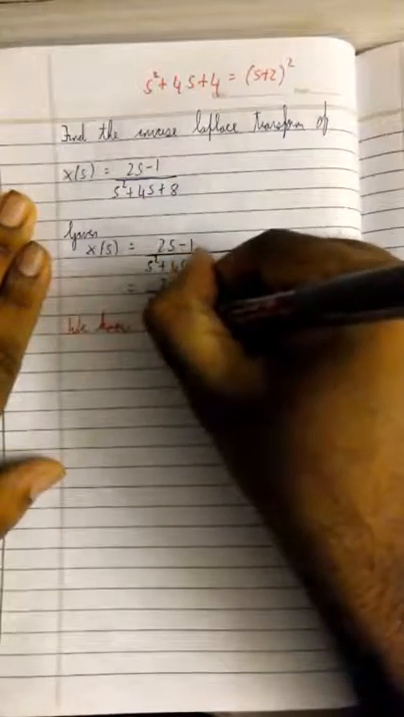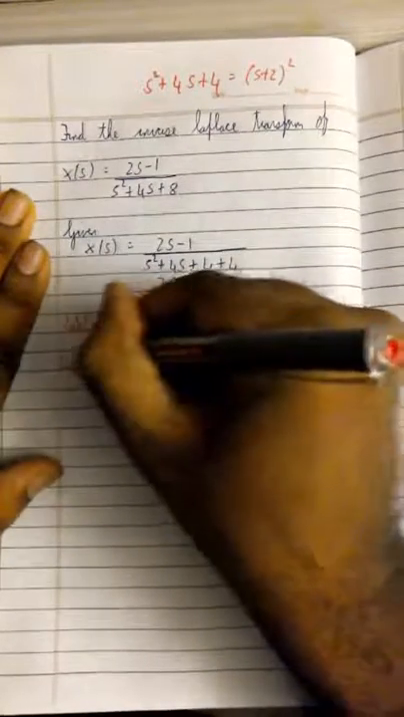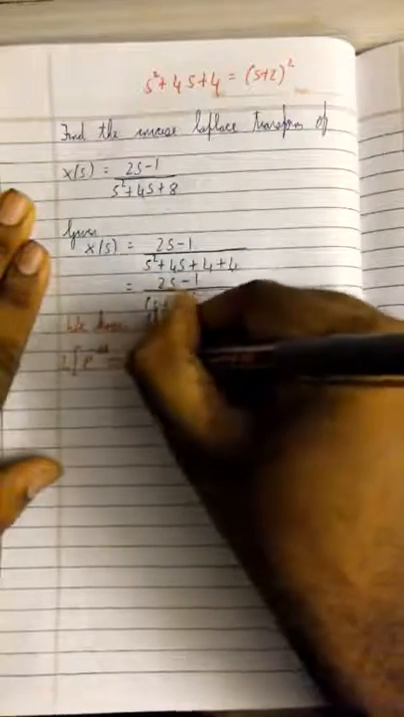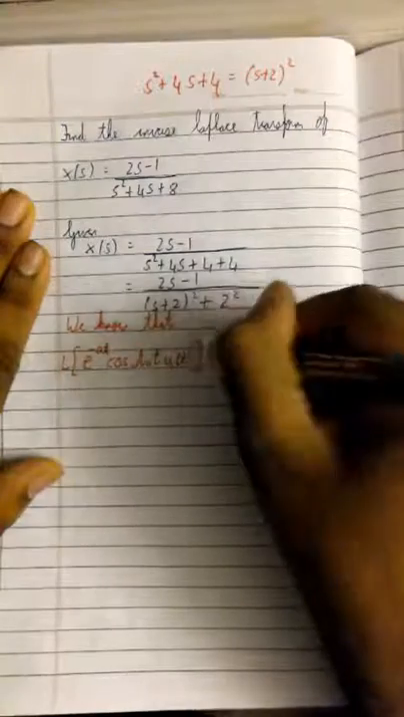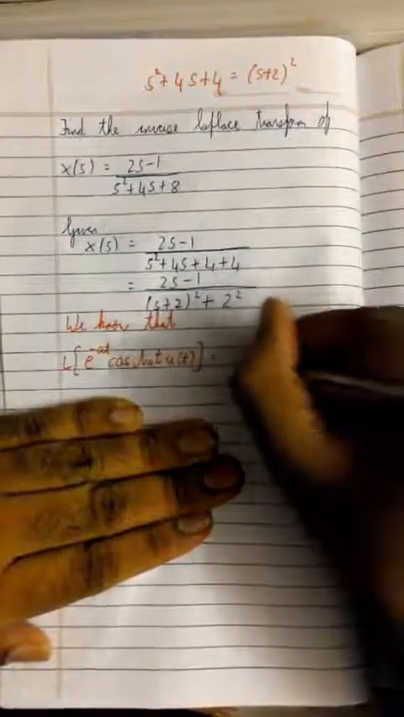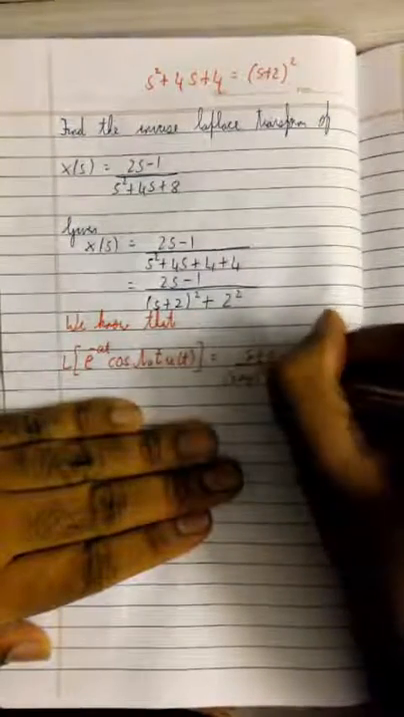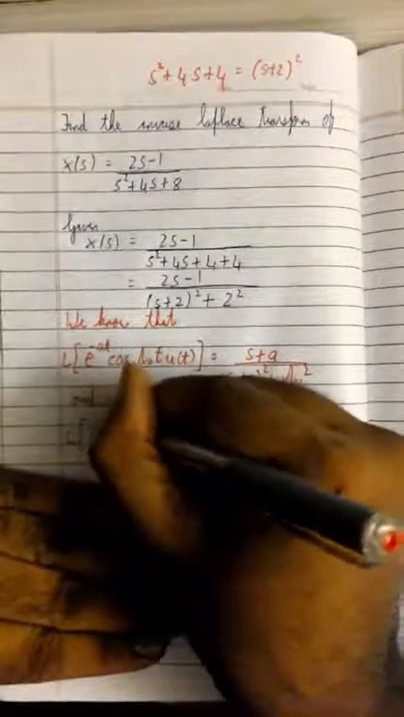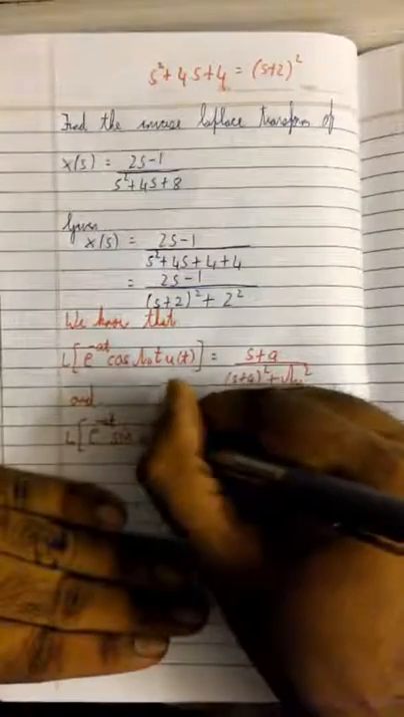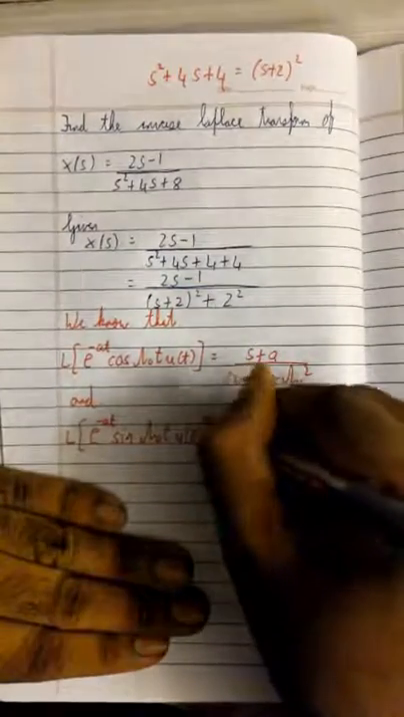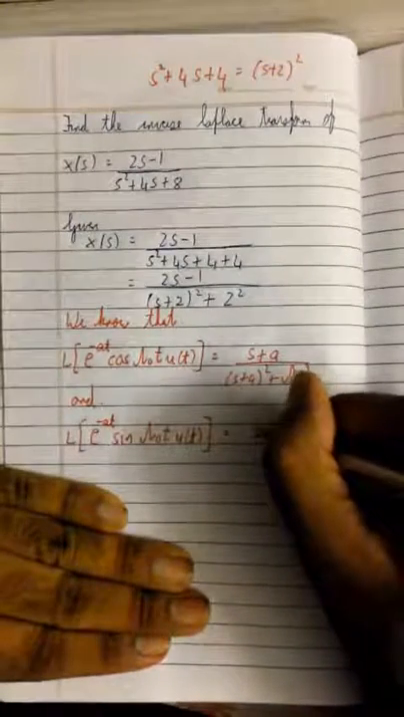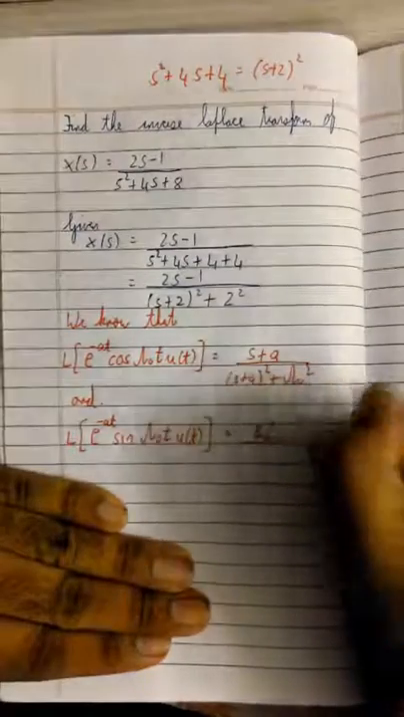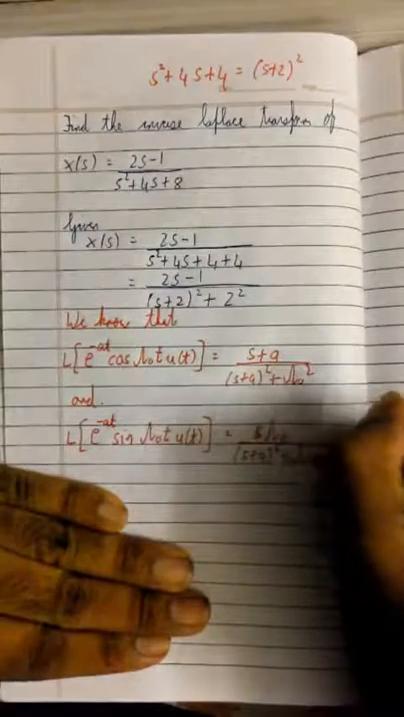So we know that the Laplace transform of e^(-at) cos(omega0 t) u(t) is equal to (s + a) by (s + a)^2 + omega0^2, and the Laplace transform of e^(-at) sin(omega0 t) u(t) is equal to omega0 by (s + a)^2 + omega0^2.